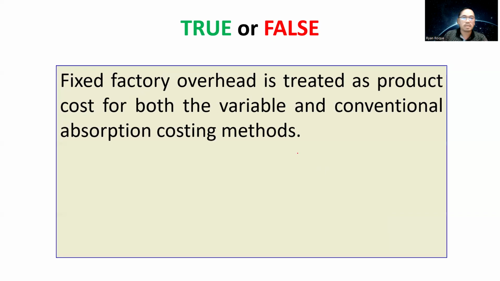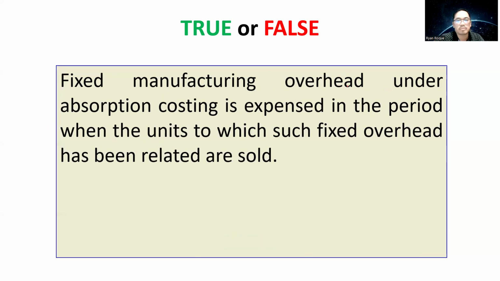Fixed factory overhead is treated as product cost for both the variable and conventional absorption costing methods. So the answer is actually false. Because remember, fixed factory overhead is part of the product cost only for the absorption costing method. For the variable costing method, fixed overhead is treated as part of your operating expenses or period cost. Okay, so let's move to the next one.